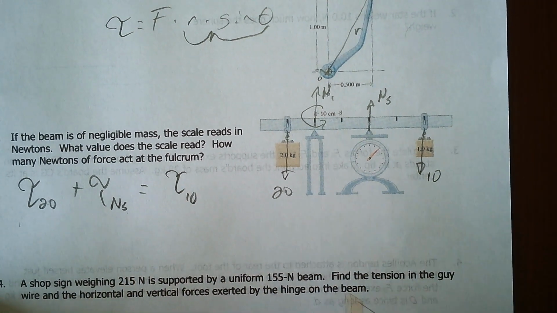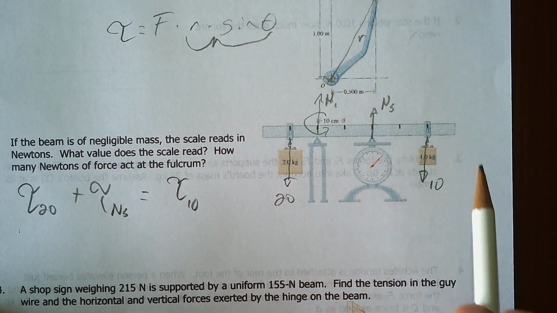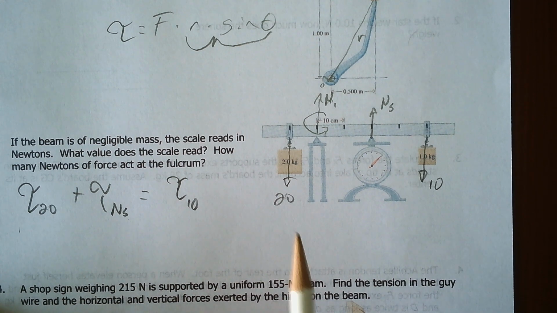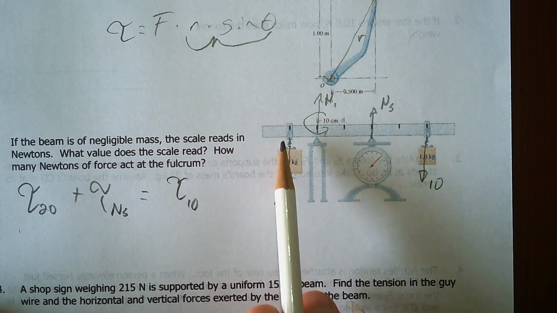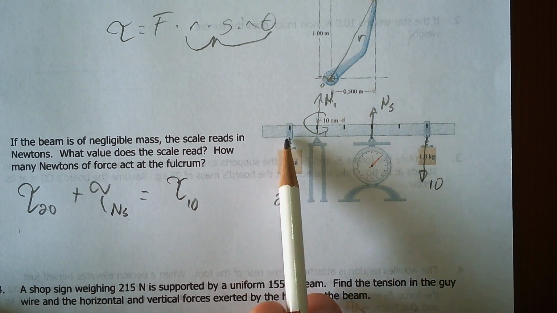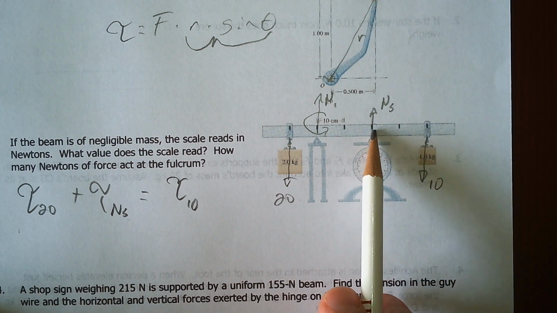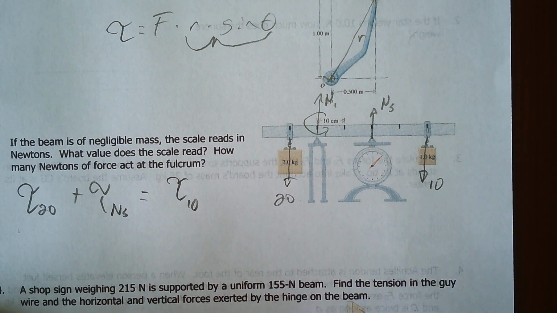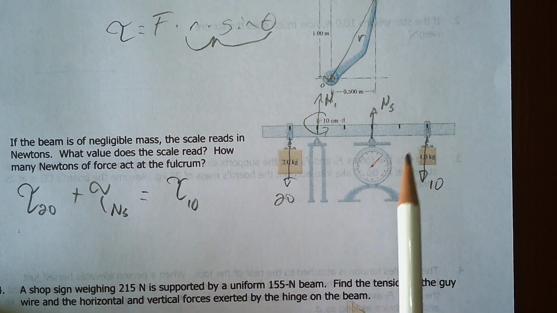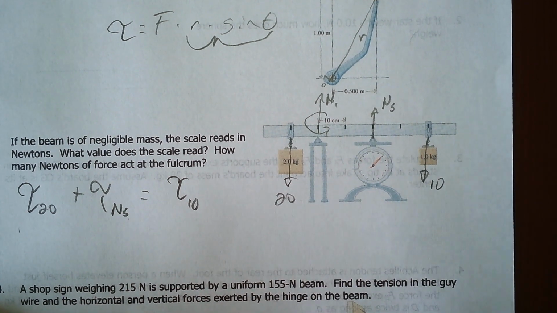Don't forget that torque is force times distance times the sine of the angle. Well, the angle for every one of these is going to be 90 degrees. So it's going to be 20 times 0.1, because each one of these is 10 centimeters. So 20 times 0.1 plus Ns times 0.2 equals 10 times 1, 2, 3, 4, 0.4. And solve it.